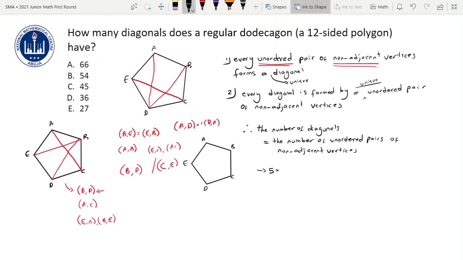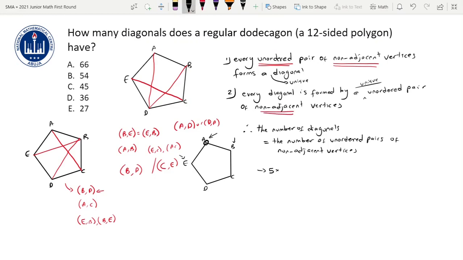And then for the second vertex, notice that while picking the second vertex, we can't pick the vertex that we've used before. For example, let's say we picked this vertex A here. When picking what the second vertex of that pair will be, we can't use A again. And at the same time, we also can't use any of the two vertices that are adjacent to A. So we can't use B and E because we're looking for non-adjacent vertices.